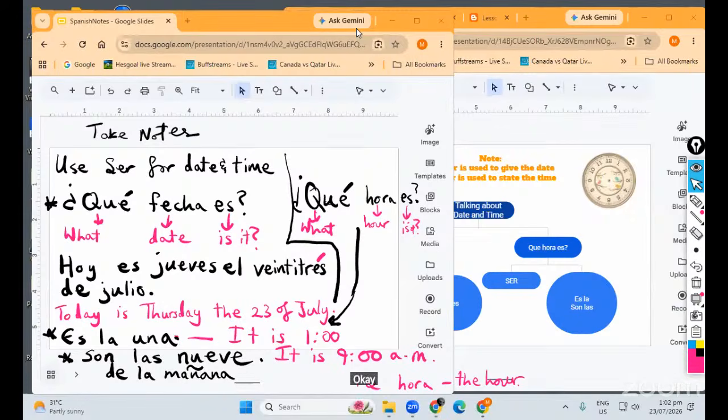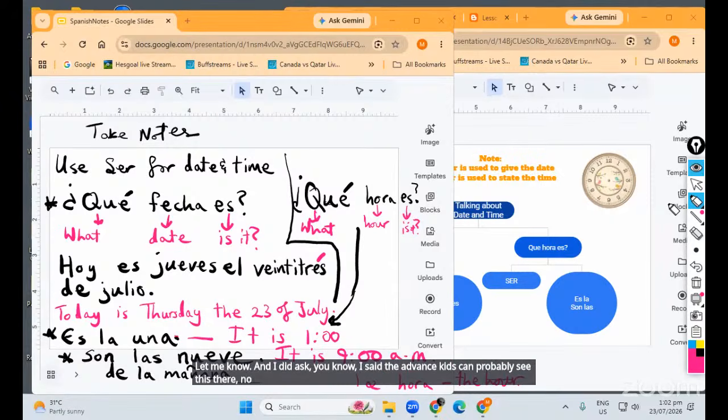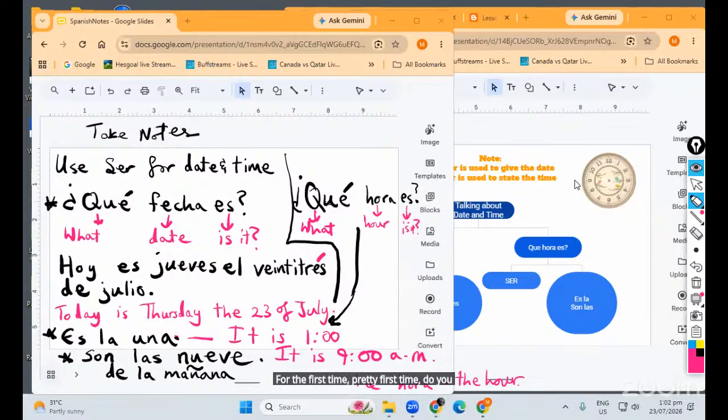Okay, the Zoom chat, if you have a question about what we just did, let me know. And I did ask, I said the advanced kids could probably see this there, no problem. People who are just now using it for the first time, learning it for the first time, do you see where we have used there?